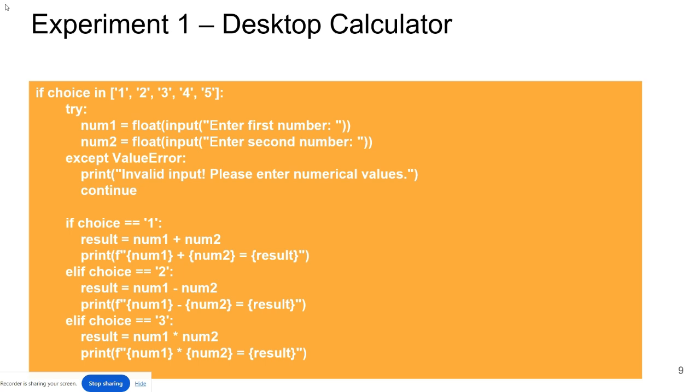Then num2 float input second number. Then except ValueError. It means what? While converting this accepted string into float, that's called a typecast.